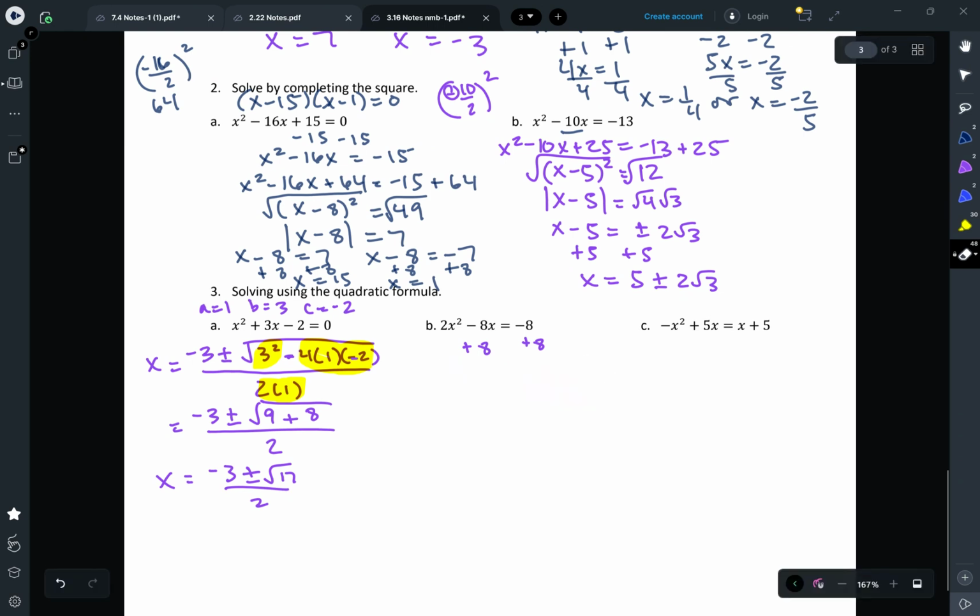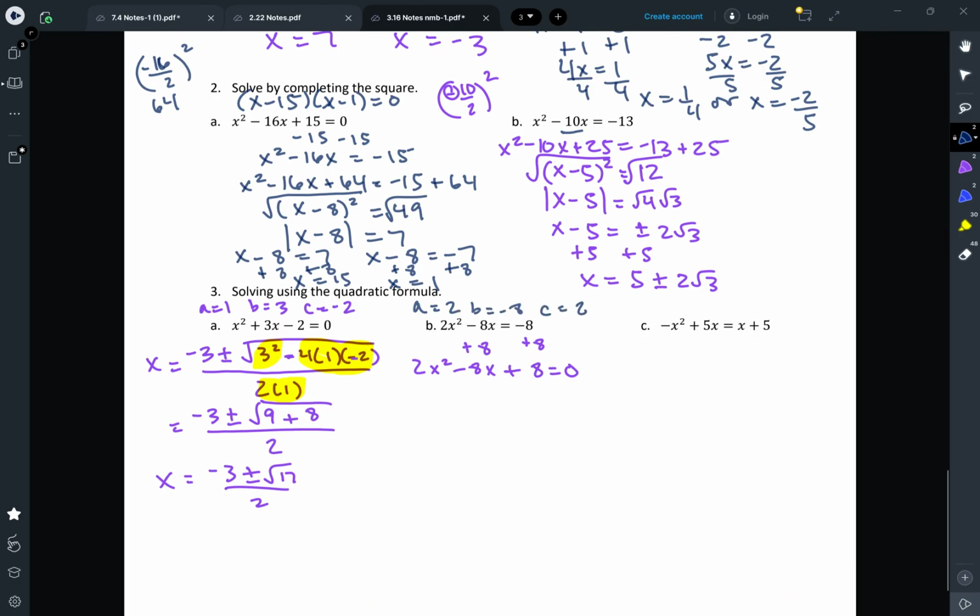Hopefully you remember your Algebra 1 teacher discussing that. And you might not. Sometimes the first time you learn these things, it's just really hard. So our A is 2. I guess I want to use blue pen again now to contrast. Our A is 2, B is negative 8, C is positive 8.